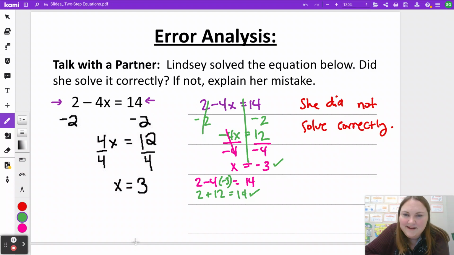As I'm comparing, I know she started the same way. She subtracted 2 on both sides. So just like we have, those 2's cancel out. But the next line, she wrote 4x equals 12, and I see we wrote negative 4x equals 12.